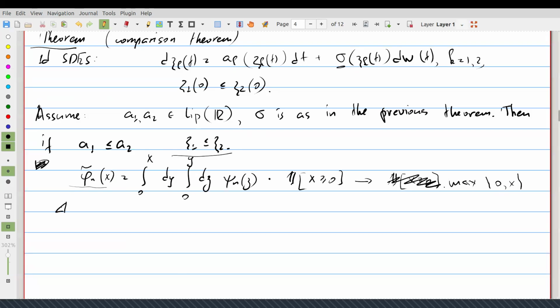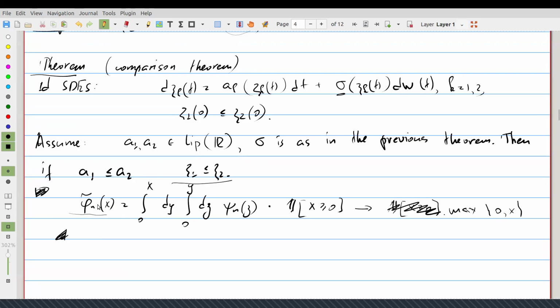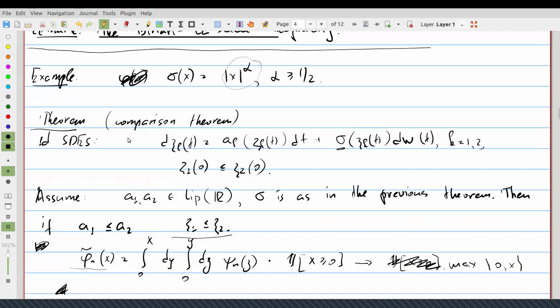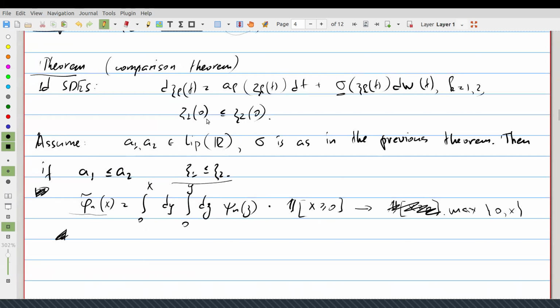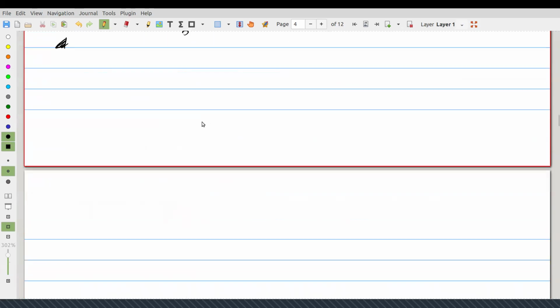So this is an example of how this method can be tweaked to address other types of theorems. And there is a large amount of works devoted to generalization of these comparison theorems, pathwise uniqueness theorems, for different types of coefficients. Now, at last, we arrived at the point where we can start discussing some numerical schemes.